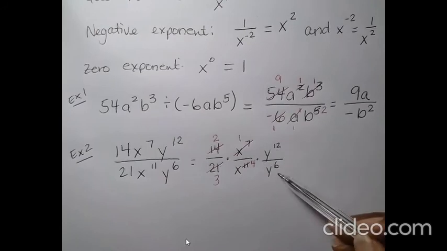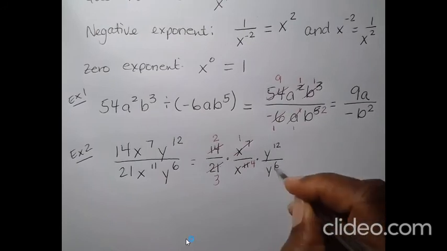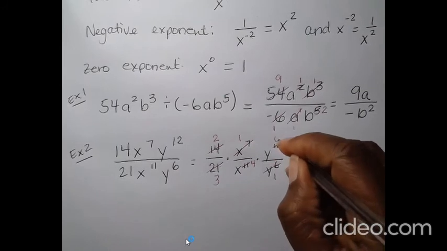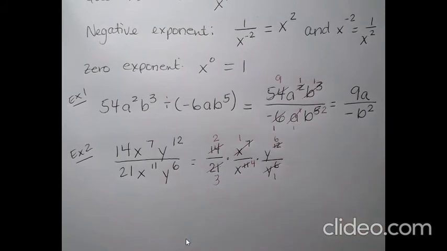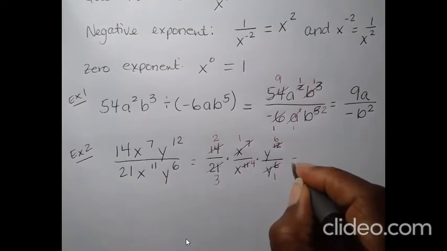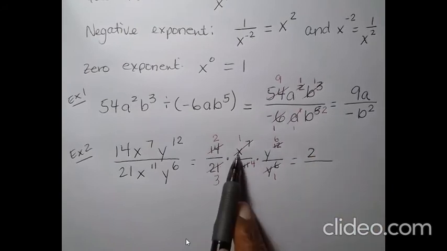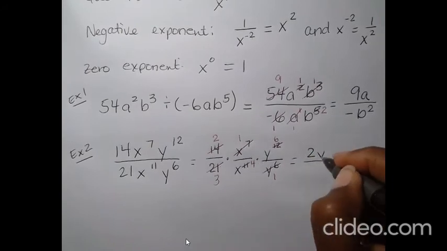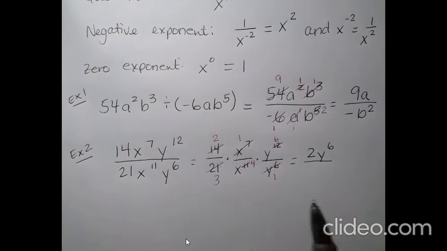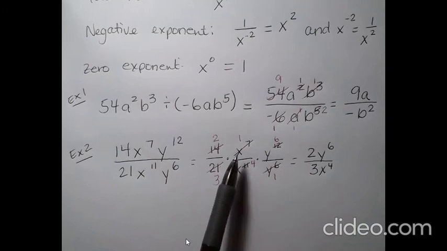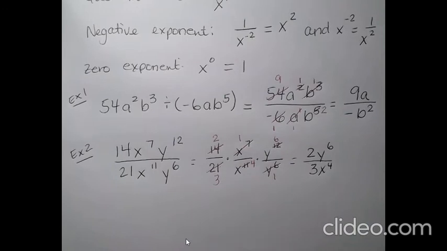And we have y to the 12th and y to the 6th. Well, there's more in the numerator. We can reduce the y to the 6th. 12 minus 6 is 6. What do we have left? In the numerator, we have 2. This reduces to 1. This is y to the 6th. And in the denominator here, we have 3 x to the 4th power. The y to the 6th was reduced to 1, and the x to the 7th was also reduced to 1.